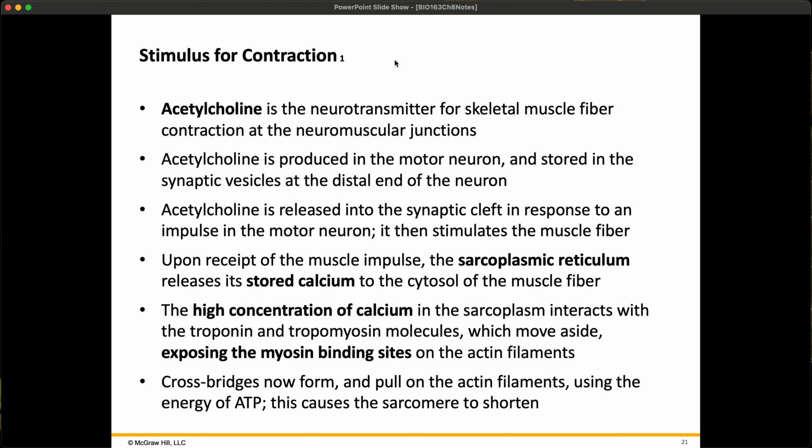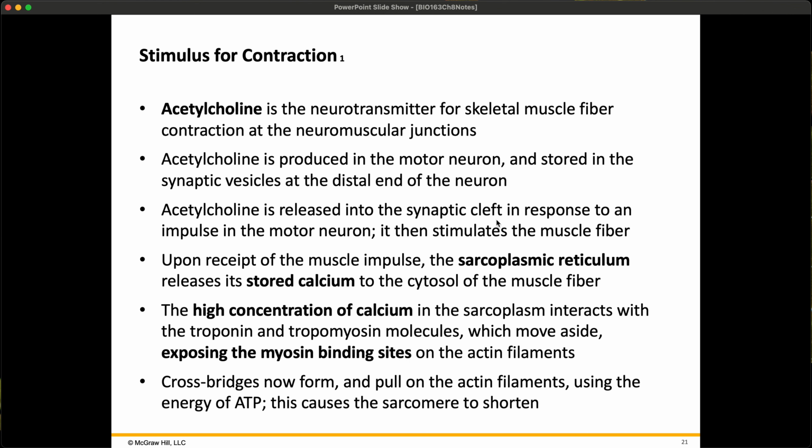So stimulus for contraction. There has to be a neurological stimulus for the muscle to contract. Acetylcholine, as I said, sometimes is abbreviated ACH. But anyway, ACH, acetylcholine, that's a neurotransmitter that activates your skeletal muscle. It's produced in the motor neuron and then stored at the end of the axon in that synaptic vesicle.